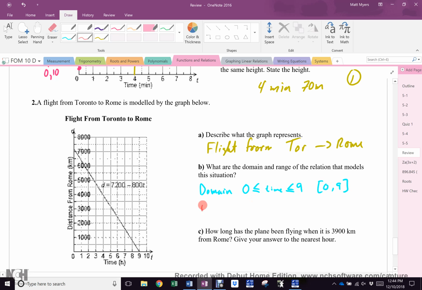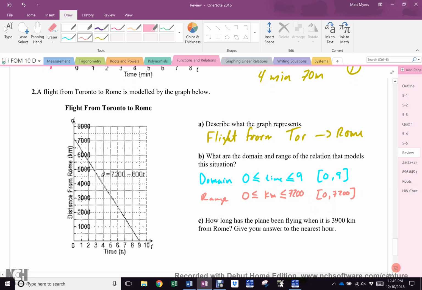What is the range? 0 to 7,000 kilometers, distance, something like that. I think it's probably somewhere around 7,200. 7,000. Great. Half a mark.